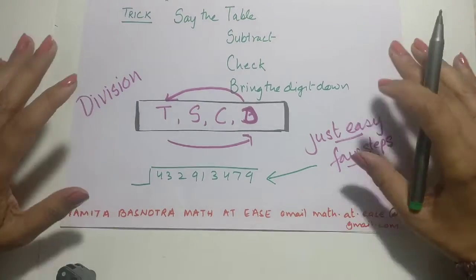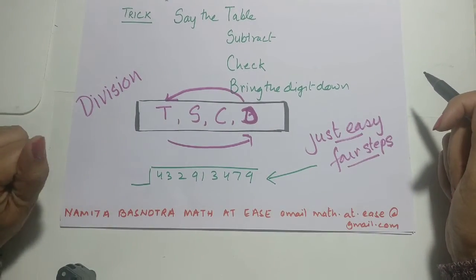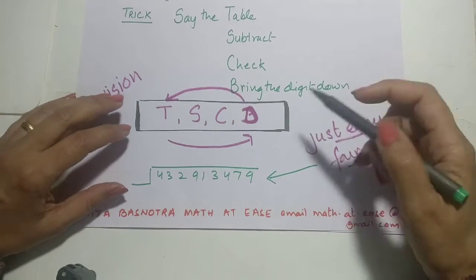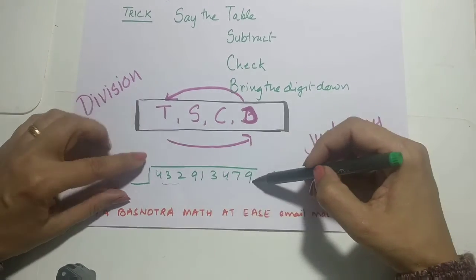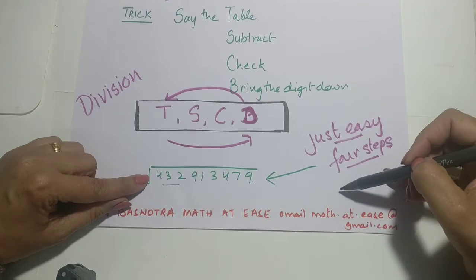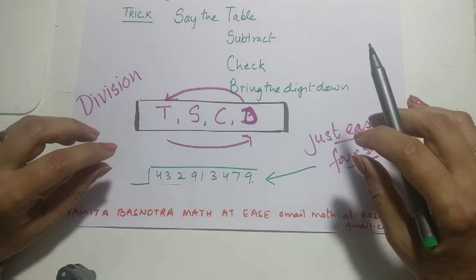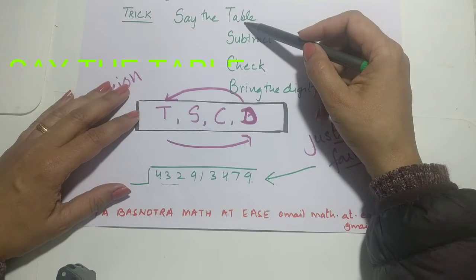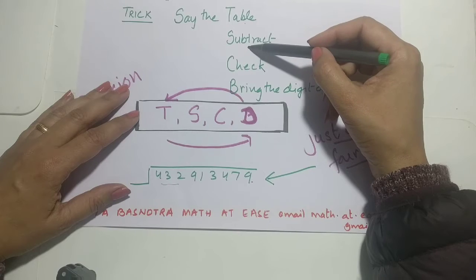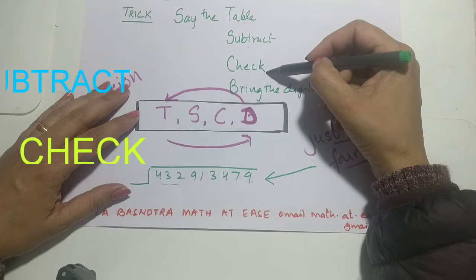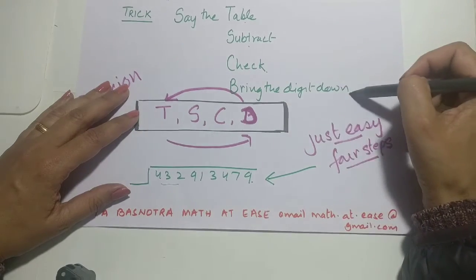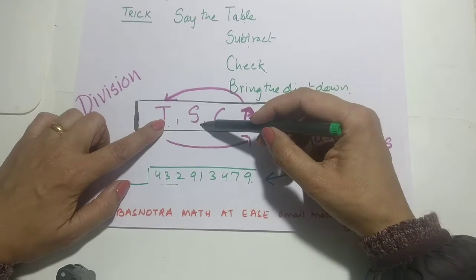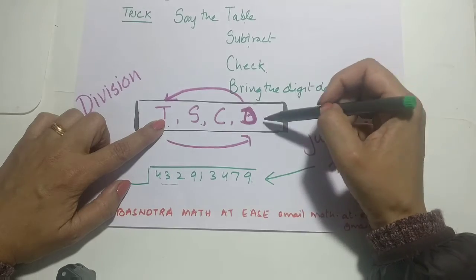Now here comes the main trick. Division will be done in these 4 steps. It really doesn't matter if the dividend is small or as big as what you see, or maybe even bigger, a large number. We just use 4 steps in division. The first one is say the table. The second one is subtract. The third one is check. And the fourth one is bring the digit down. So I can use T for say the table, S for subtract, C for check, and D for bring the digit down.